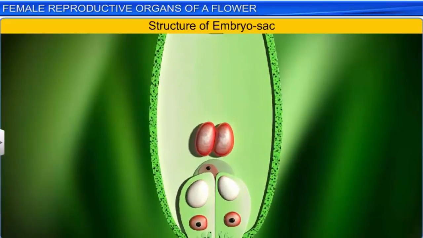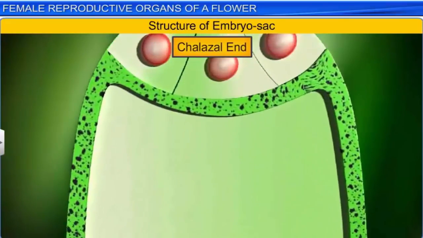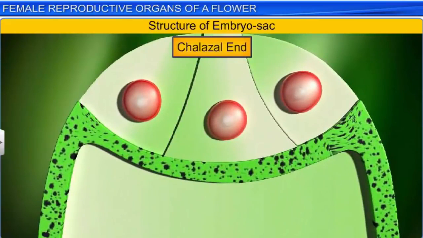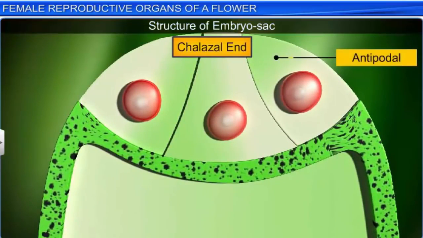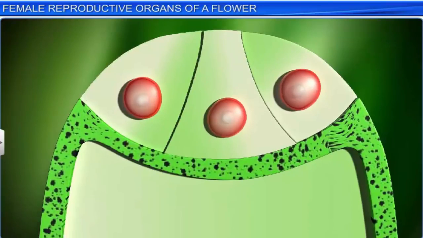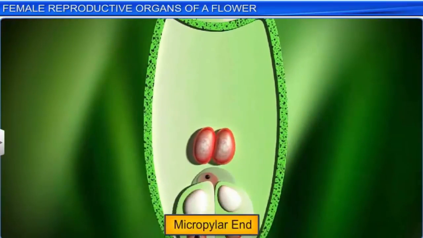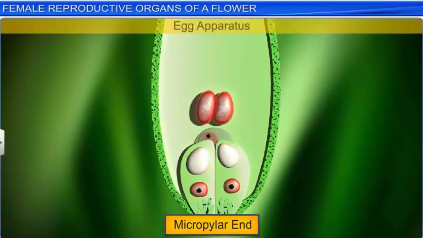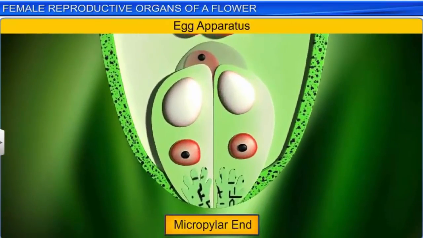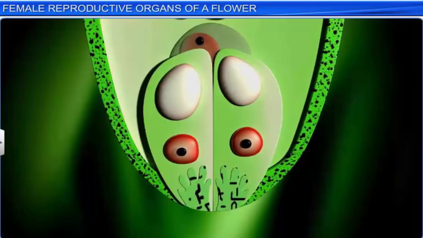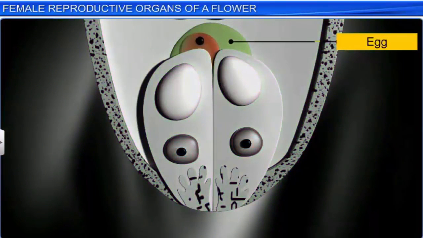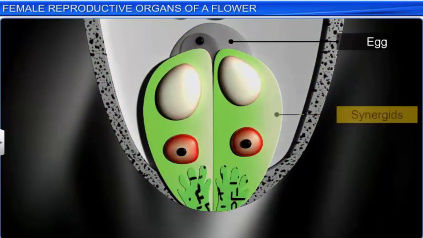The 3 cells present at the chalazial end, for instance, group together to form the antipodal cells, which do not have any specific function, whereas the 3 cells at the micropylar end group together to form the egg apparatus. While one of the cells functions as an egg or the female gamete, the other 2 cells are called synergids.